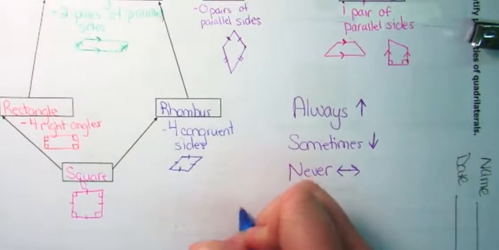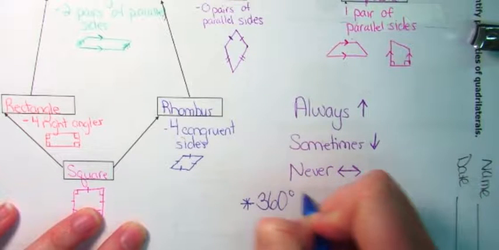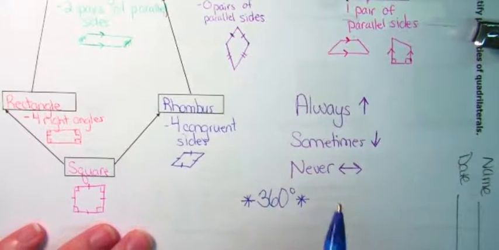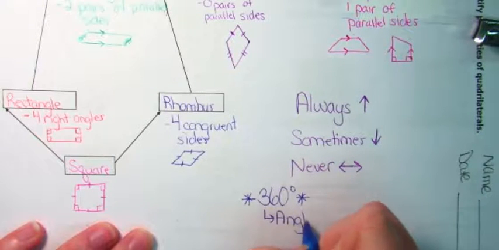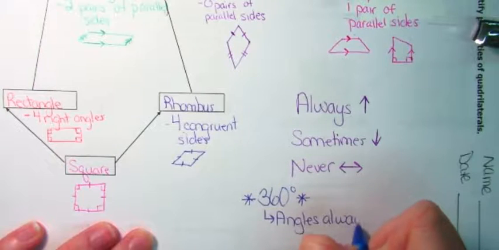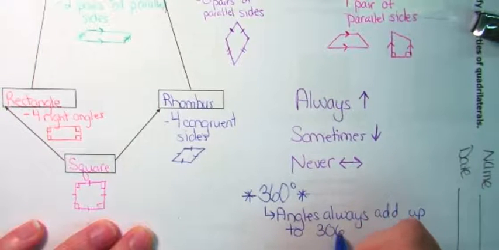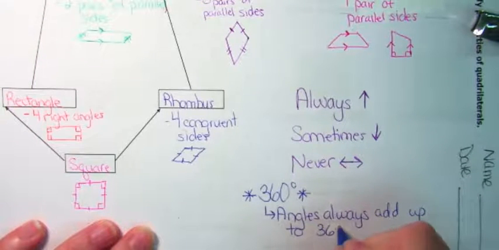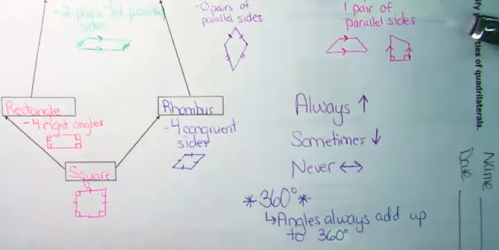And one last thing, just to write on here, 360 degrees. Remember that the inside angles always equal 360 degrees. So angles always add up to 360 degrees. Never fails. Doesn't matter which one of these quadrilaterals they are, it'll always be 360 degrees.